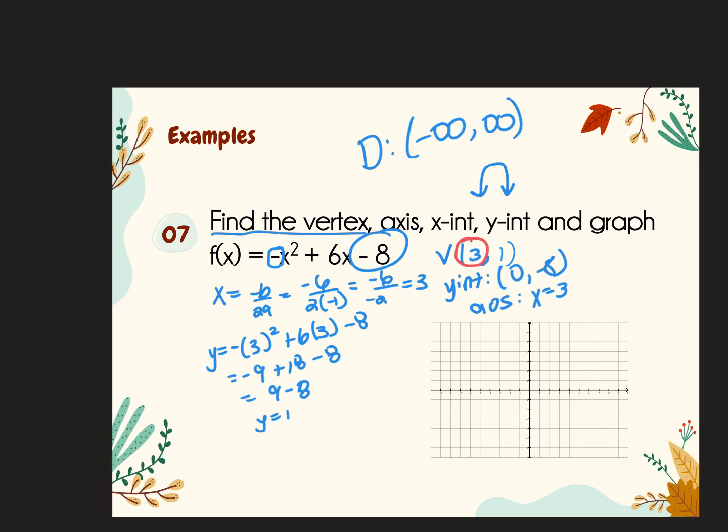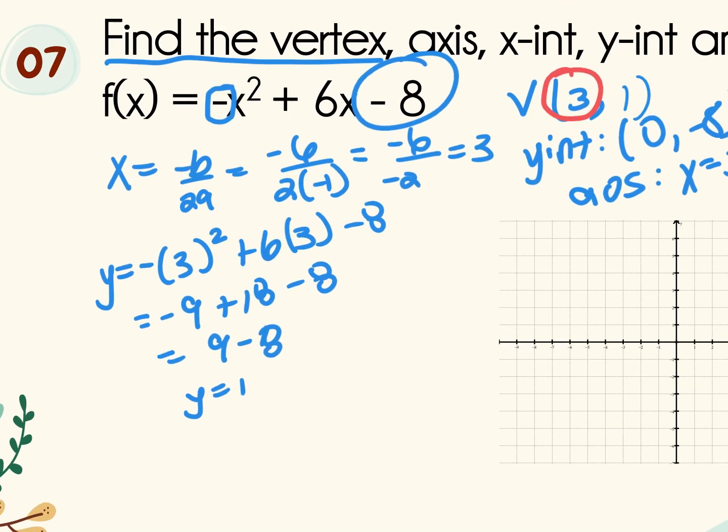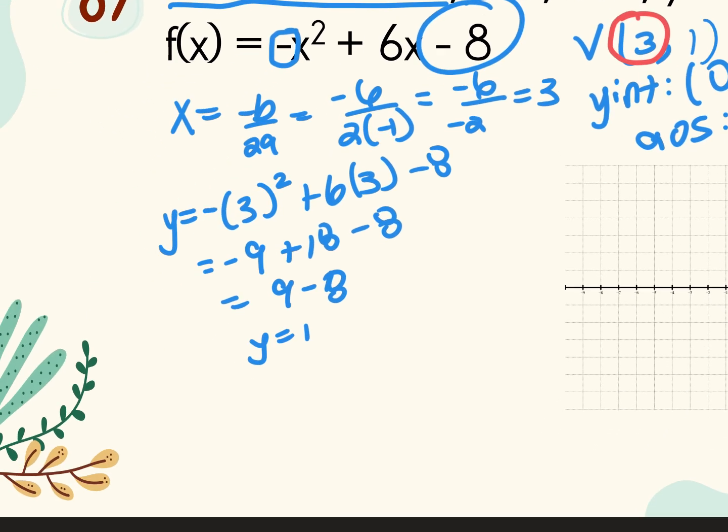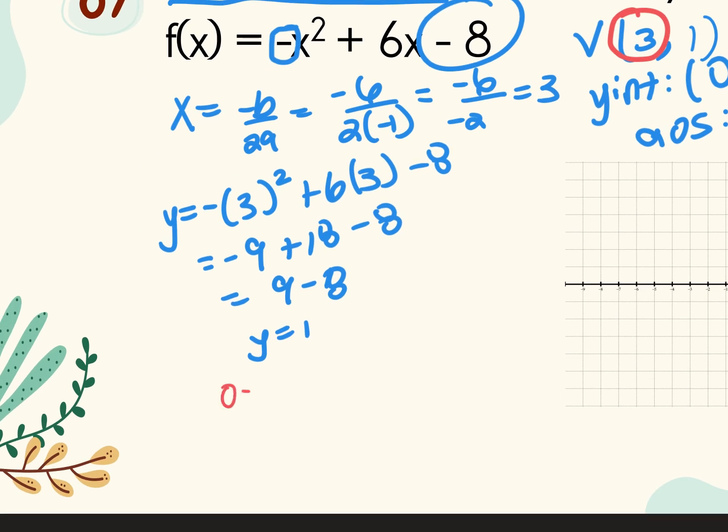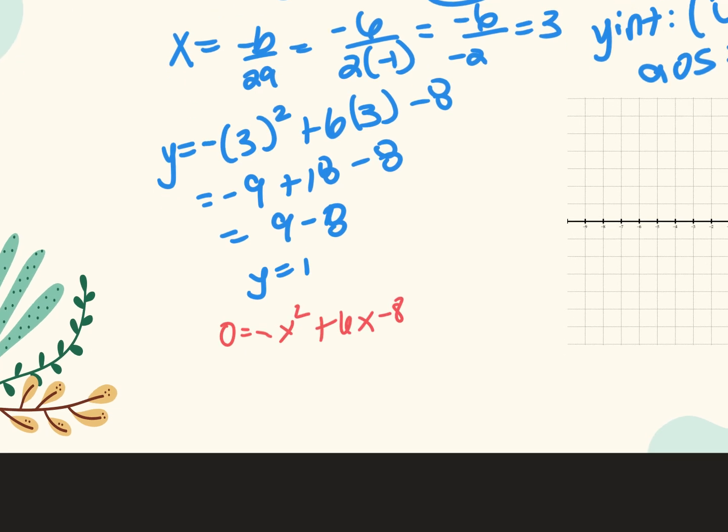So now how would we find our x-intercepts? Well, guys, what would we do? We plug in 0 for y, or f of x, and we solve. So 0 equals negative x squared plus 6x minus 8. So the first thing I'm going to do is take out that negative. So I have negative 1, and then I have x squared minus 6x plus 8.